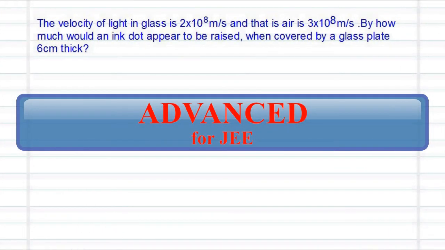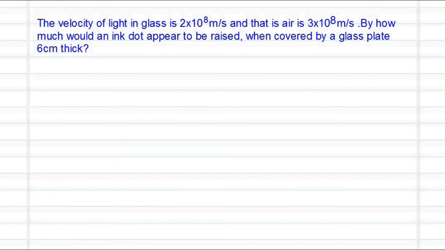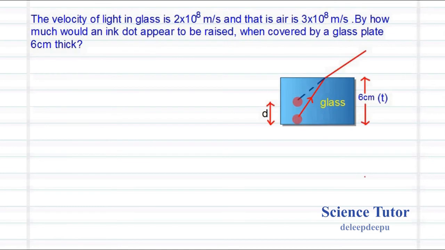The velocity of light in glass is 2 into 10 to the power of 8 meters per second, and that in air is 3 into 10 to the power of 8 meters per second. By how much would an ink dot appear to be raised when covered by a glass plate 6 centimeters thick? Just look at this figure. The thickness of this glass slab is 6 centimeters. We can denote this as T. And you look at this dot. This is the original dot, but it appeared to be in the new position. Let D be the shift in that position.